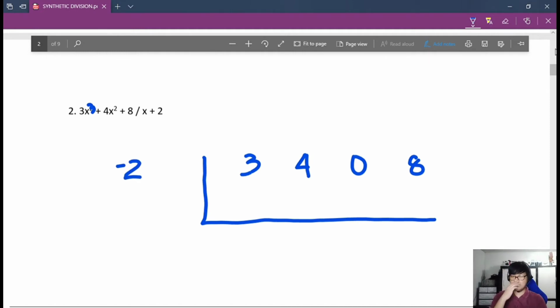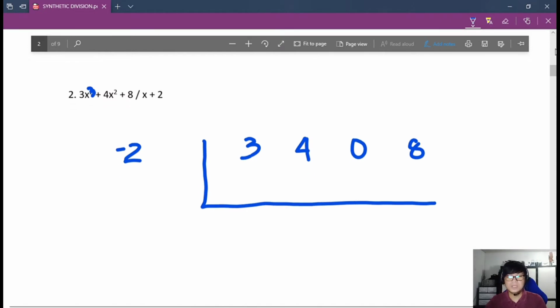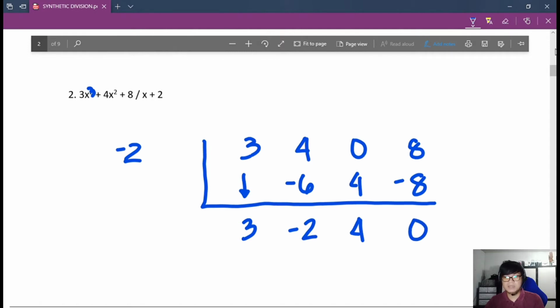Okay, so ganyan yung mga itsura. So bring down, first term, bring down, tapos multiply, that's negative 6. Then we add, that's negative 2. Multiply, that's 4. Add, 0 plus 4 is 4. Multiply, that's negative 8. So 8 minus 8 is 0. So our remainder is 0.